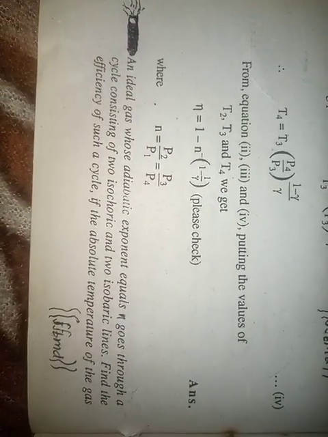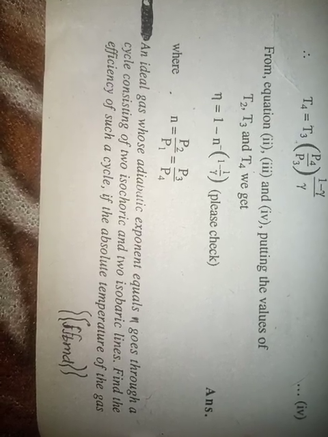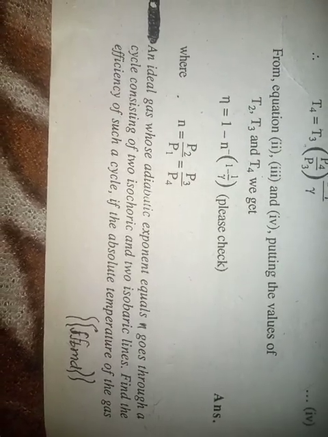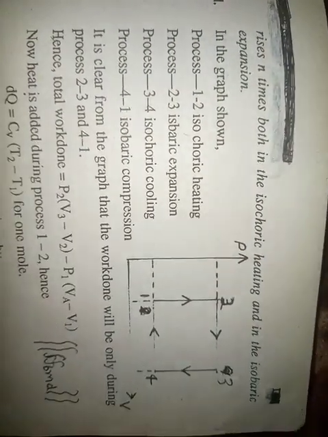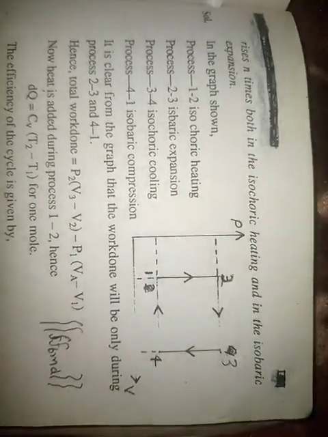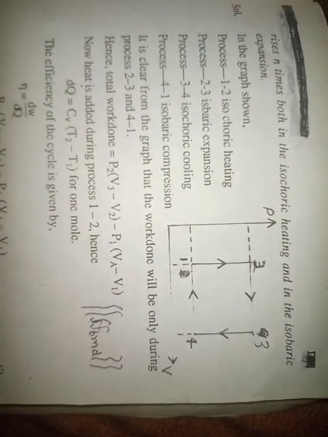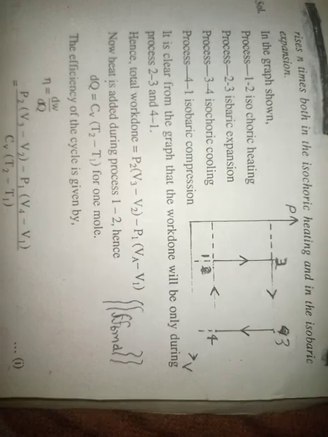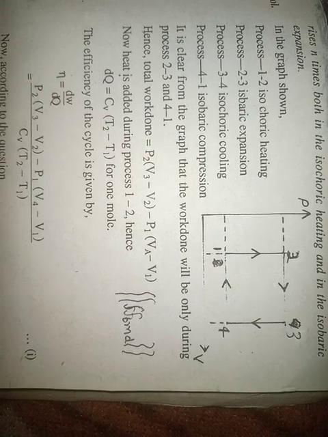An ideal gas whose adiabatic exponent equals gamma goes through a cycle consisting of 2 isochoric and 2 isobaric lines. Find the efficiency of such a cycle if the absolute temperature of the gas rises n times both in the isochoric heating and in the isobaric expansion. Solution: in the graph shown, process 1 to 2 is isochoric heating. Process 2 to 3 is isobaric expansion. Process 3 to 4 is isochoric cooling, and process 4 to 1 is isobaric compression.